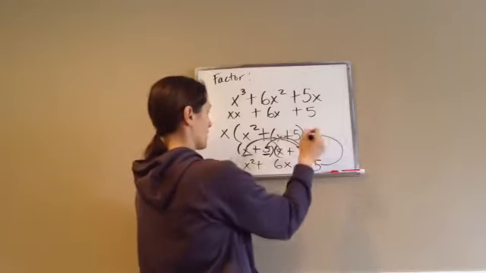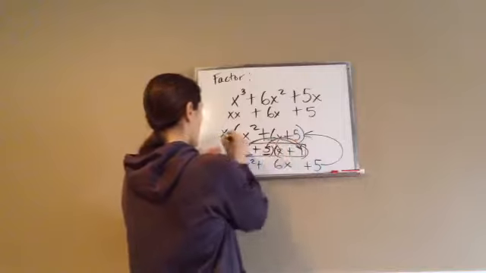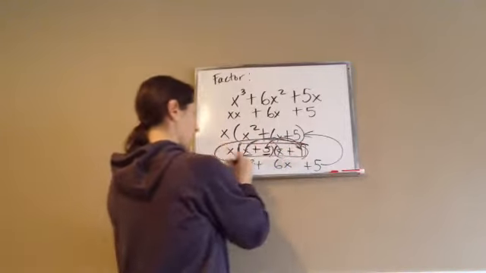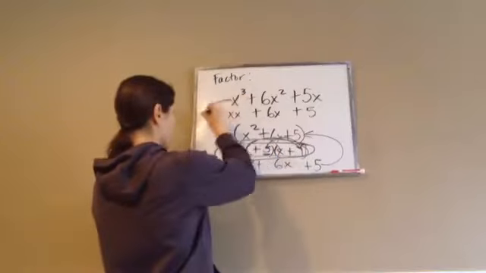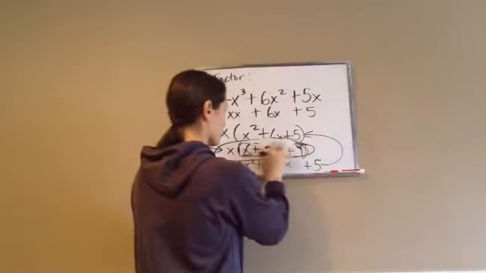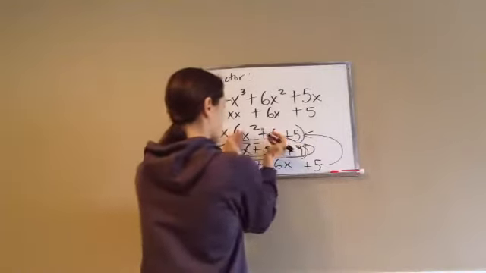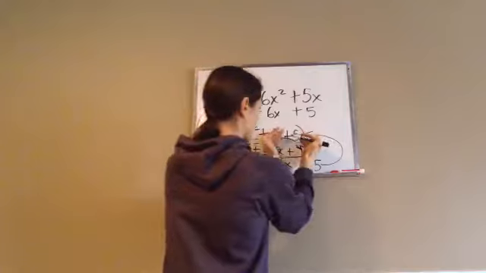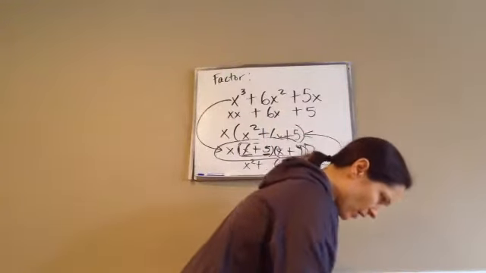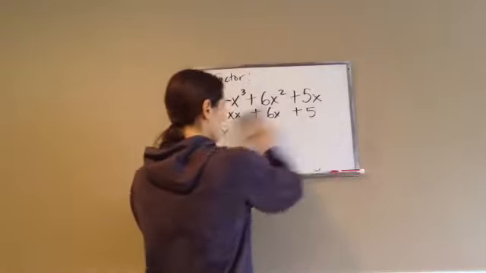Does that equal that? Yes. So we got this correct. And then you just move your x down. So the final answer for this problem is x, in parentheses x plus 5, and then in parentheses x plus 1. Feel like you got it? Yeah. Okay, that's the final answer. Alright, let's do a few more.